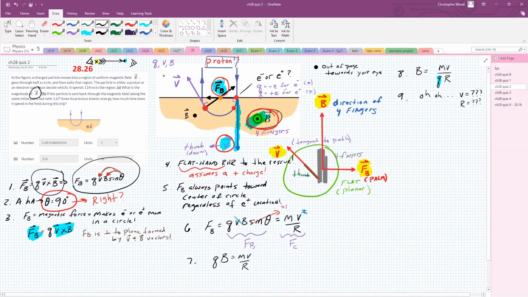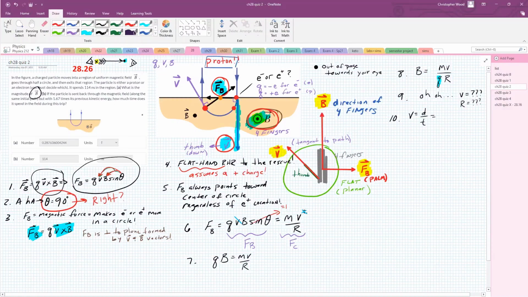So here's what I'm going to do. Go back to the question. They said it moves in a semicircle and it spends 114 nanoseconds in this semicircle. So number 10, I'm going to do this. V equals distance over time. Velocity is distance over time. What's the distance? It's a half circumference.